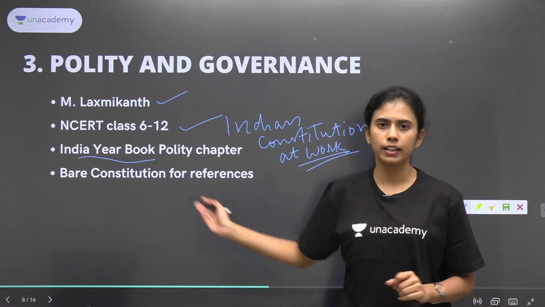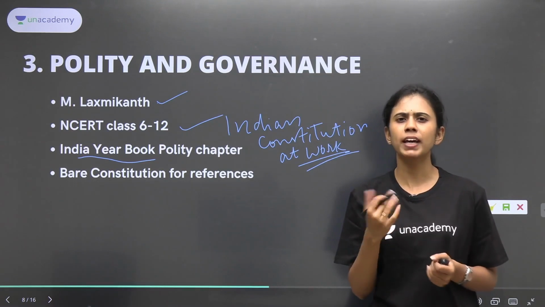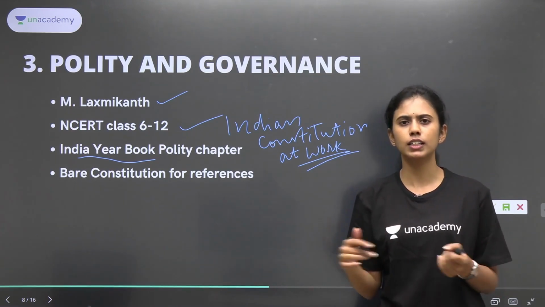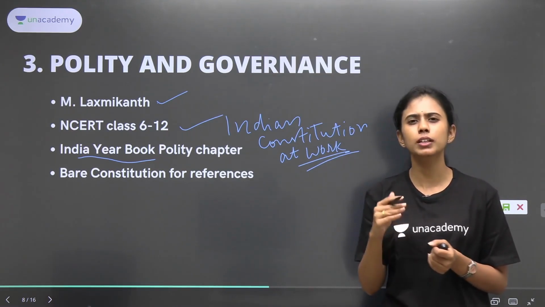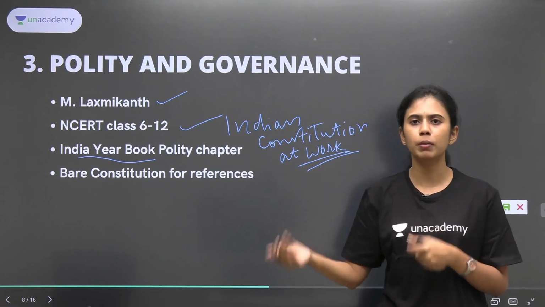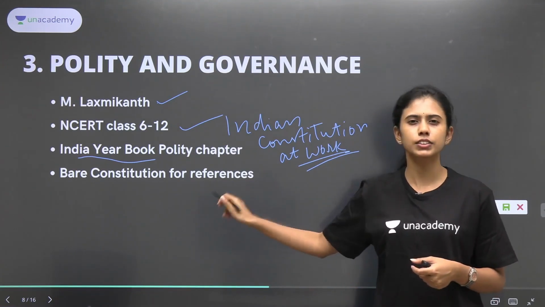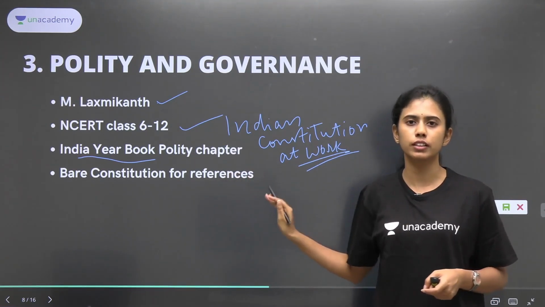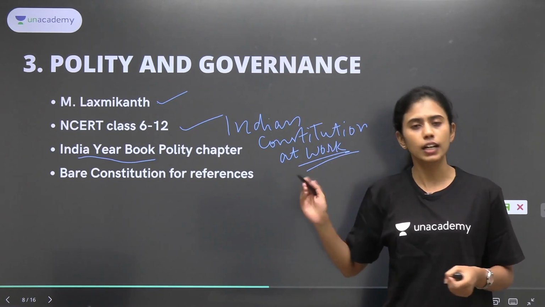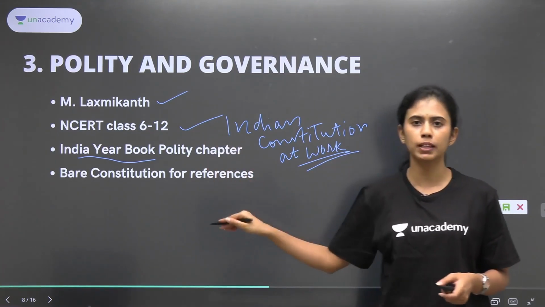And then there is the Bare Constitution, Bare Act. I didn't read the whole thing. I just went through the important articles. For example, fundamental rights, Supreme Court, Parliament, the constitutional bodies, such kinds of articles. I just went and saw what is actually written in the Constitution. I didn't study it or something. I just referred to it occasionally. So this is my book list for polity.